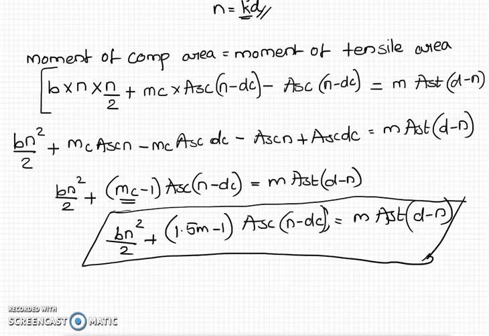Now in the above equation we can also substitute N is equal to KD and DC is equal to ED. We can substitute this or we can keep the same. So basically we can find out the value of K here and then get the value of N by multiplying K into D. Okay, so we have to remember this equation to solve the numericals of doubly reinforced section. Thank you.